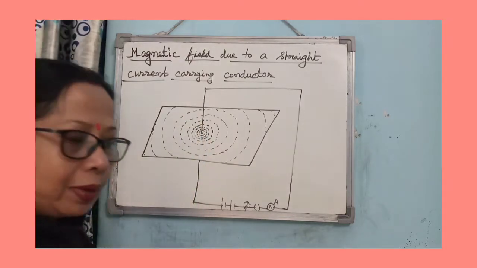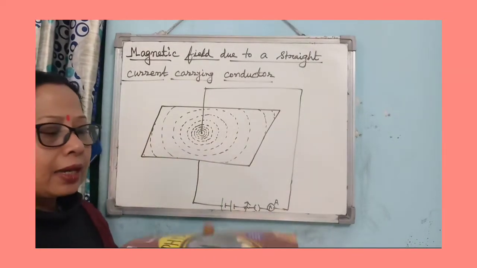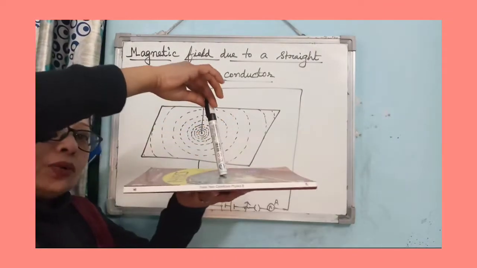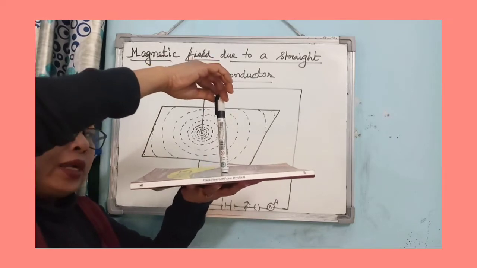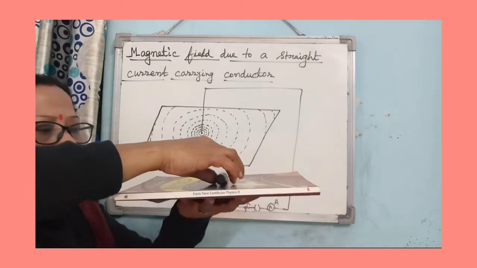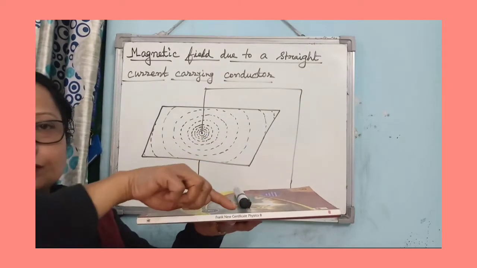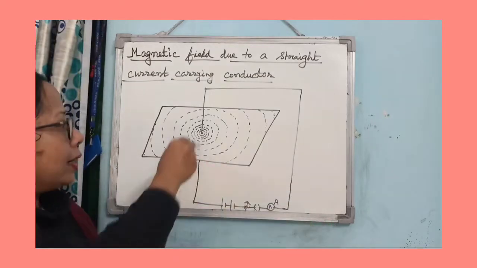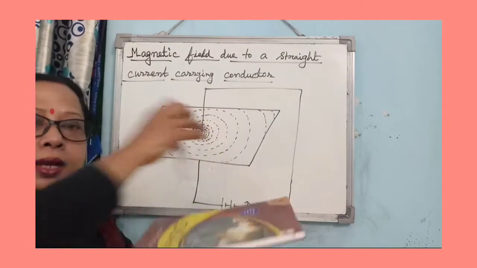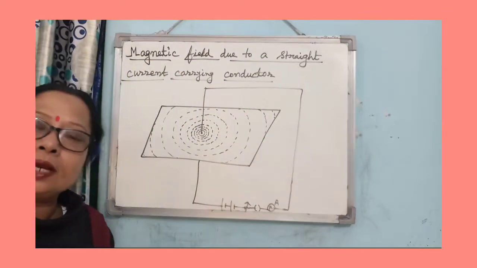Alright, what does it mean? When I have discontinued the line, it means that the conductor is perpendicular to the plane of the cardboard. If you make a continuous line, it means that the conductor is lying on the plane of the cardboard. But when you discontinue the line, it means the conductor is perpendicular to the plane of the cardboard.